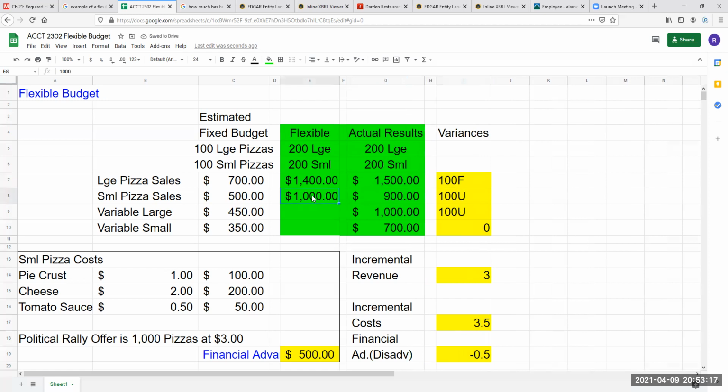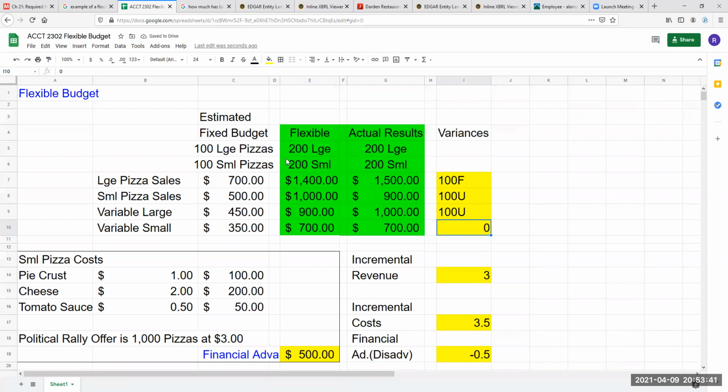Here, your small pizzas, you should have sold them for 1,000. You sold them for 900 because of specials and everything. So there's 100 unfavorable. So here 450 times 200 is 900. 1,000 the actual cost, so 100 unfavorable. And here 200 times 350 is 700. So there is no variance.